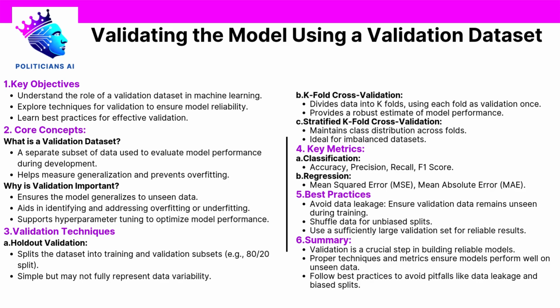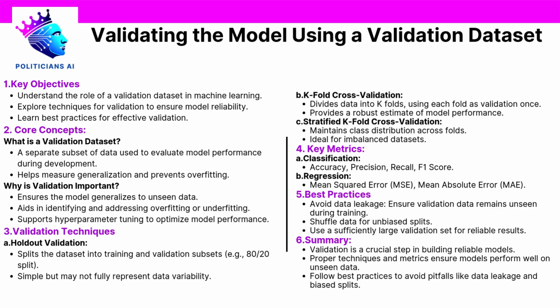Finally, let's discuss some best practices to ensure effective validation. First and foremost, avoid data leakage. This happens when information from the validation set inadvertently influences the training process. For example, if features in the training data are derived from the validation data, your model might appear to perform well but fail on truly unseen data. Another best practice is to shuffle your data when splitting it into training and validation sets. This ensures a random distribution, reducing the risk of biased splits.